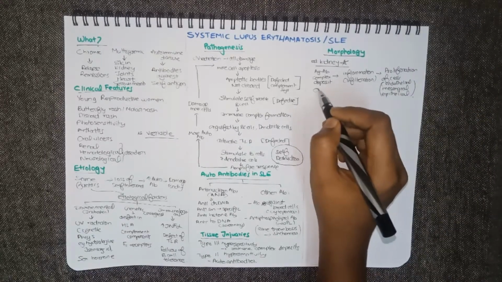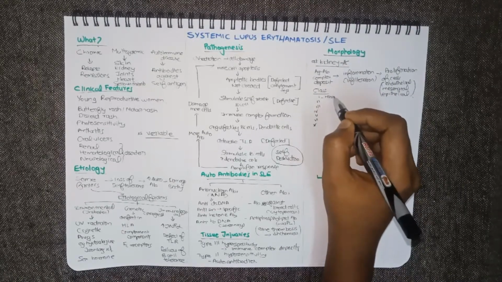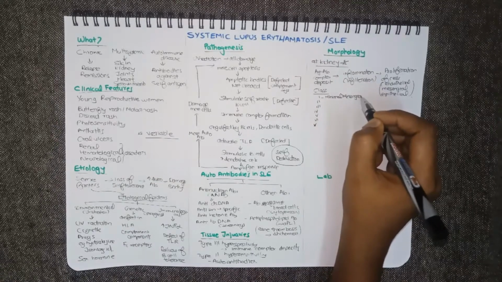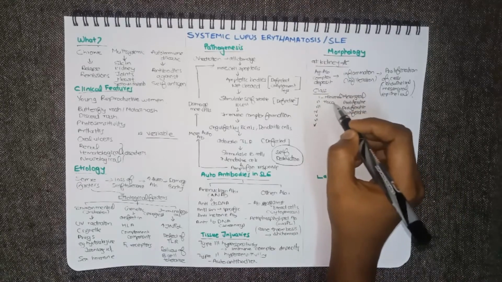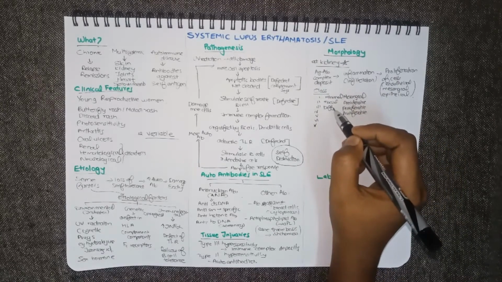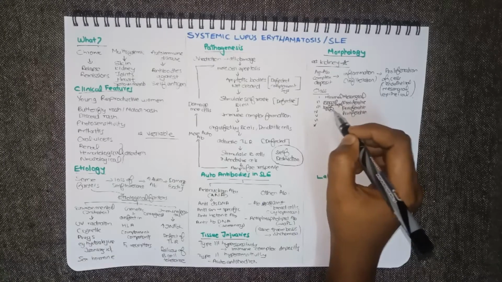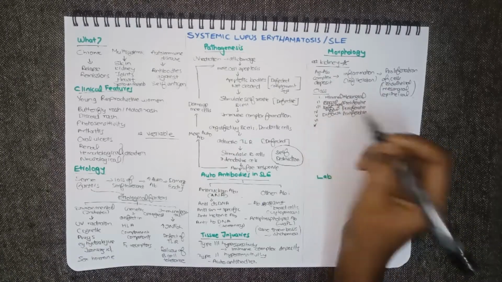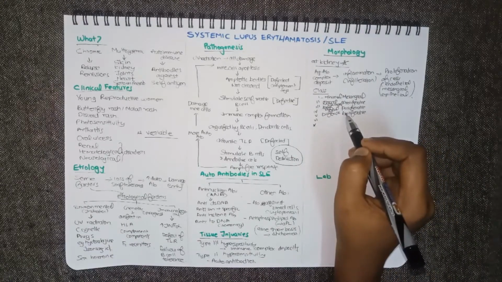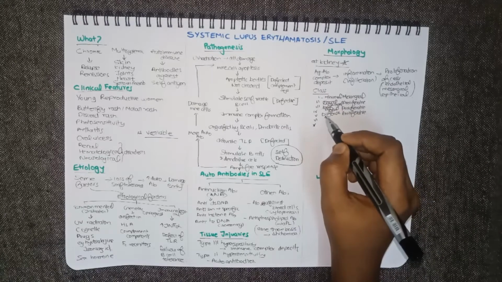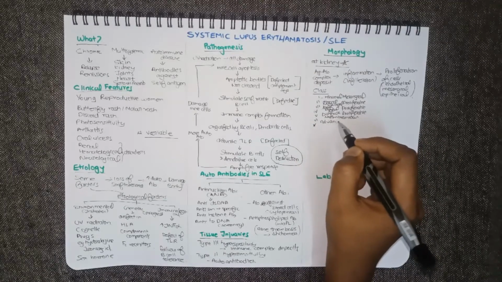Now, based on its features, SLE kidneys are divided into 6 classes: 1, 2, 3, 4, 5, 6. Class 1 is named minimal mesangial. The next 3 classes are proliferative. They are mesangial proliferative, focal proliferative, and diffuse proliferative. Once again, it starts from minimal mesangial, mesangial proliferative, focal proliferative, diffuse proliferative. Now class 5 is membranous and class 6 is advanced sclerosis.